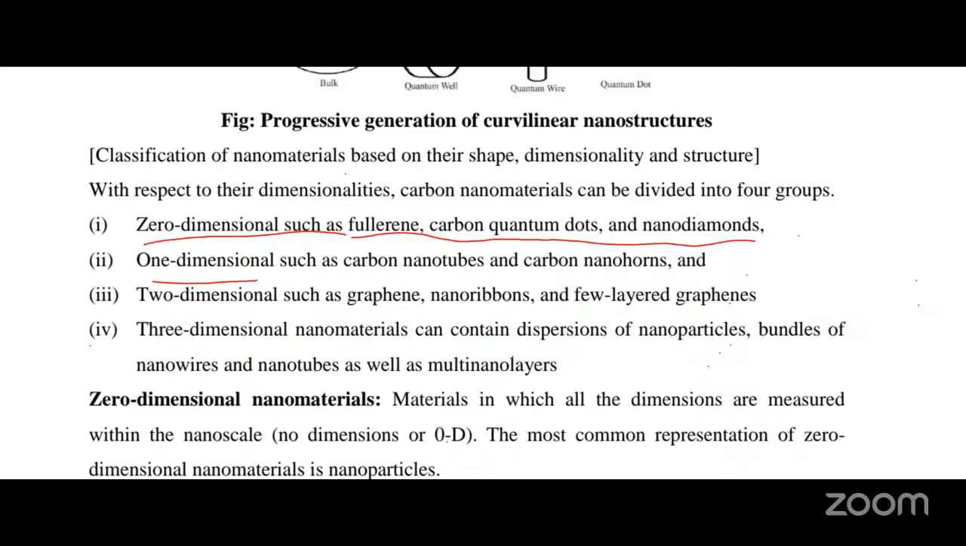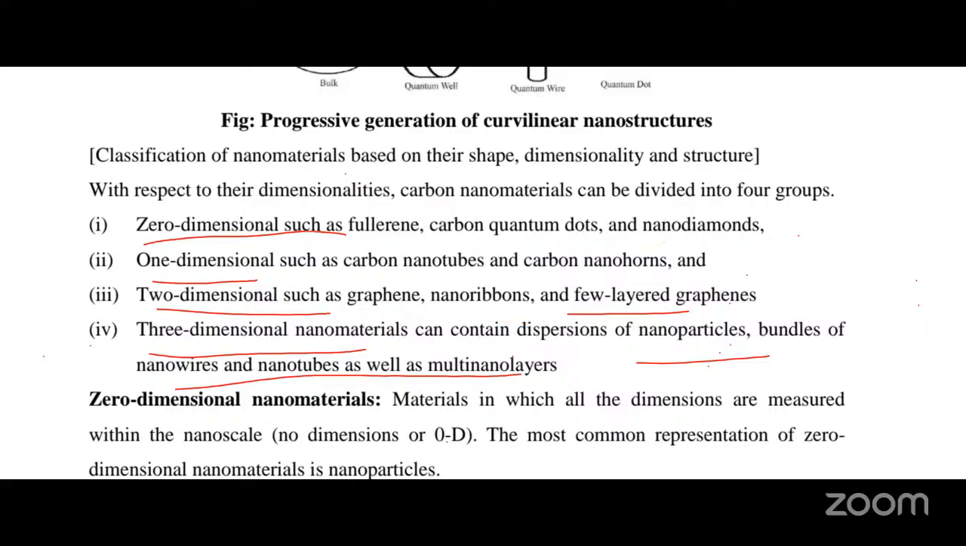And coming to two-dimensional. Two-dimensional means graphene, nanoribbons, and few layered graphenes. In two-dimensional, one dimension is in nano range, and the other two are other than the nano range. Then coming to three-dimensional materials, all the three dimensions are out of the nano range, which includes nanoparticles, bundles, nanowires, nanotubes, as well as multi-nano layers.